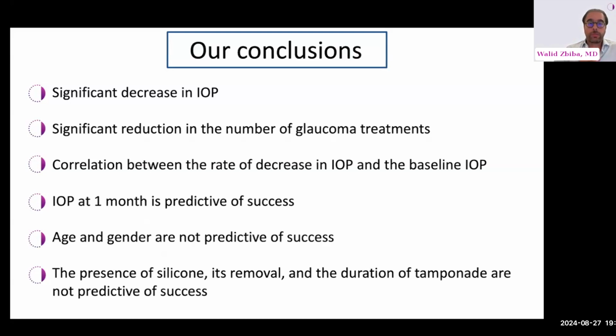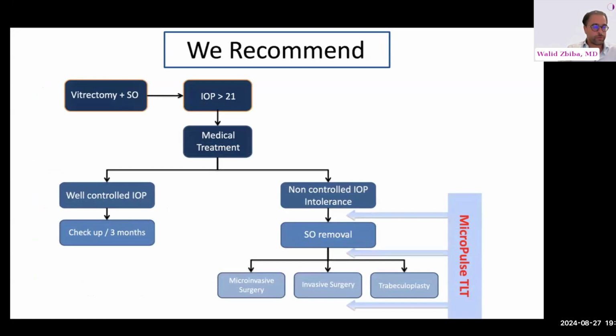IOP at 1 month is predictive of success. Age and gender are not predictive of success. The presence of silicone or its removal and the duration of tamponade are not predictive of success in this case. So we recommend MicroPulse can be useful in uncontrolled IOP or intolerance before or after silicone removal, or even after surgery.